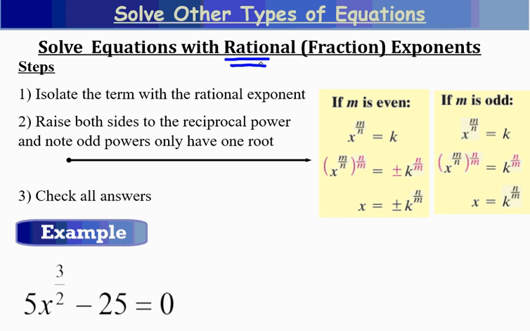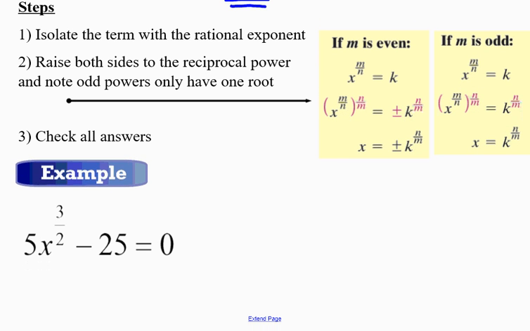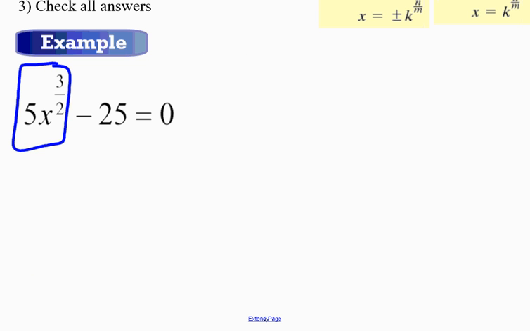Step 2 is to raise both sides to the reciprocal power, and note that odd powers only have one root. If you see that the numerator power to start is even, then your final answer is going to have plus or minus. Step 3 is to check all answers. So here we go. First step is to isolate the term with the rational exponent. So essentially get this item all by itself. How are we going to do that? Well, add the 25 over.